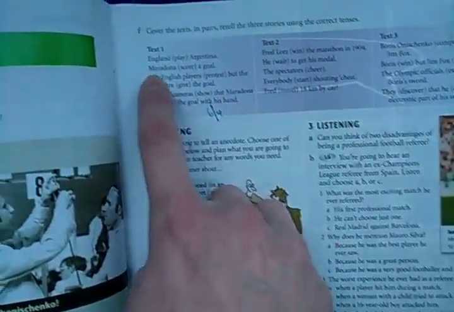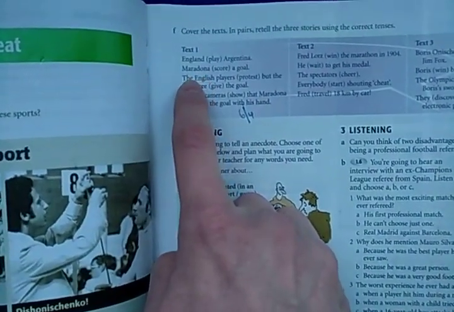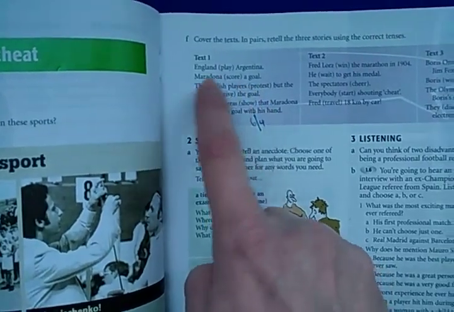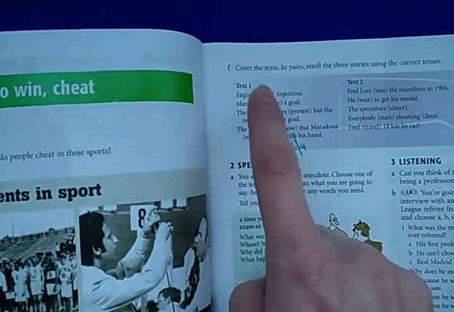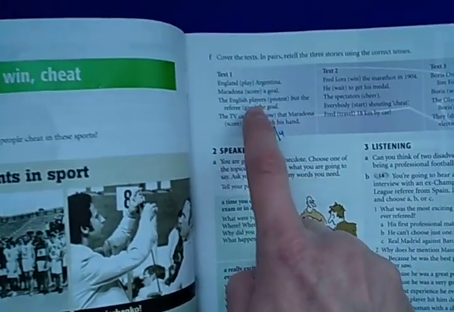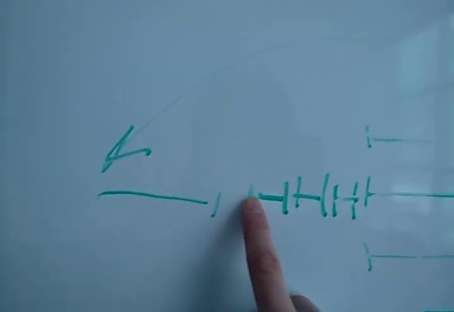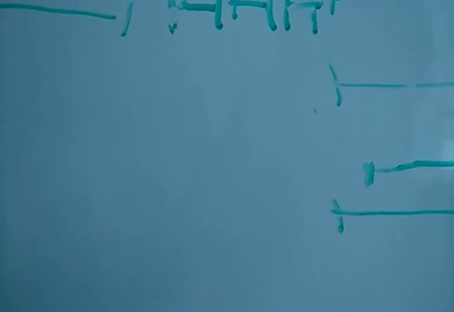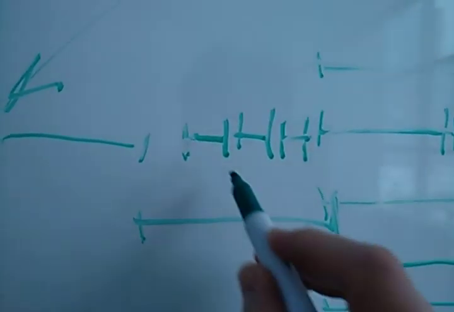England were playing Argentina. Maradona scored a goal because these two actions were simultaneous. All right. The English players protested. Maradona scored a goal, then the English players protested. This is why one after another, past simple. But the referee gave the goal. Maradona scored, players protested, referee gave the goal. And this all happened as Argentina were playing versus England. You see?